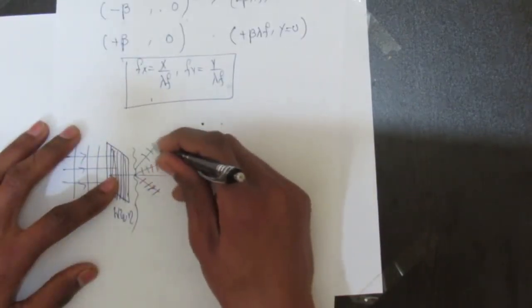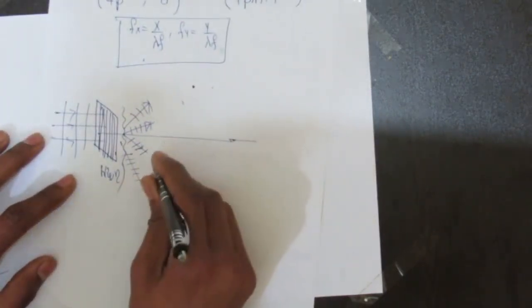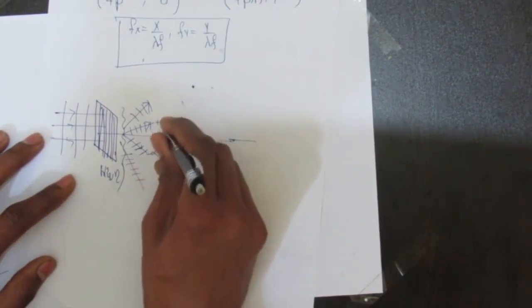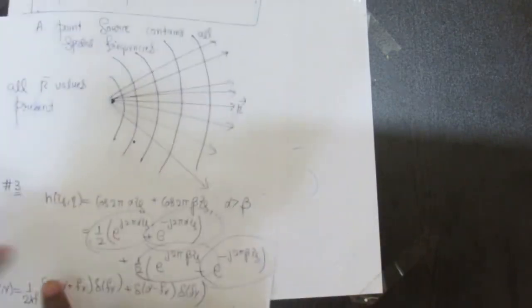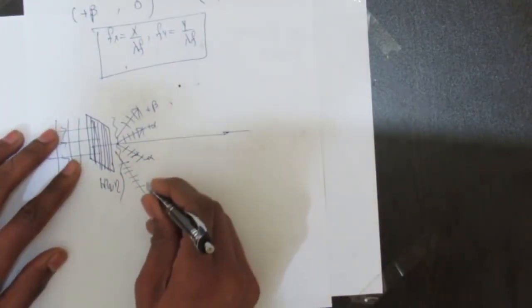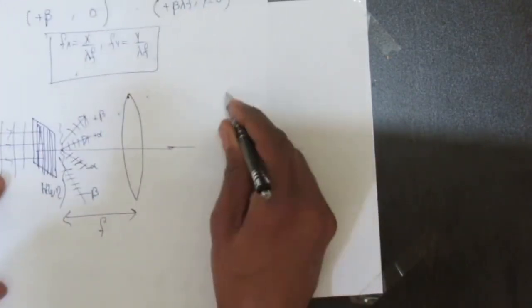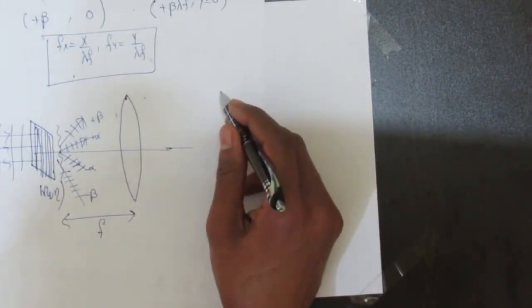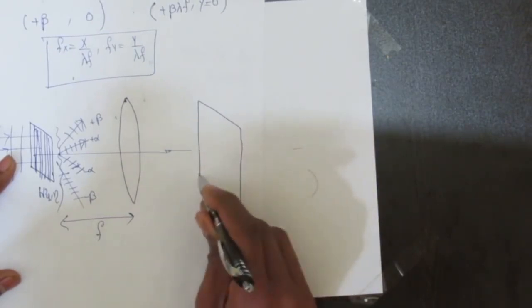And the other plane wave is going like this. This corresponds to alpha, minus alpha. This corresponds to plus alpha. This corresponds to plus beta. Let me see. I think let me reverse: alpha is less than beta, so that means this is minus beta. Now you place the lens here at a distance f, and you have the screen of observation here. This is the screen.